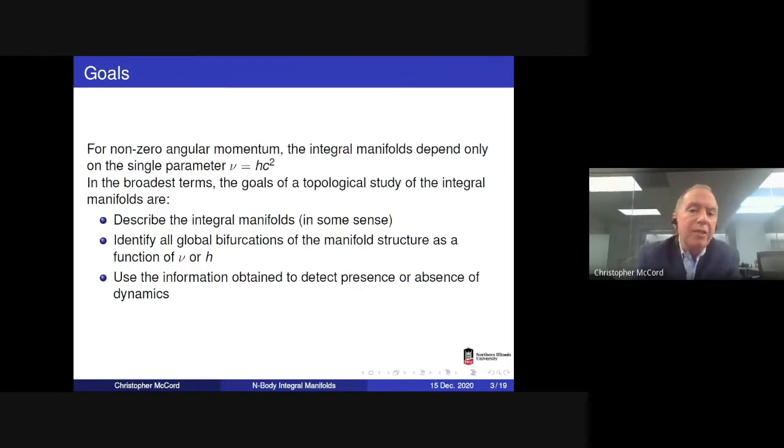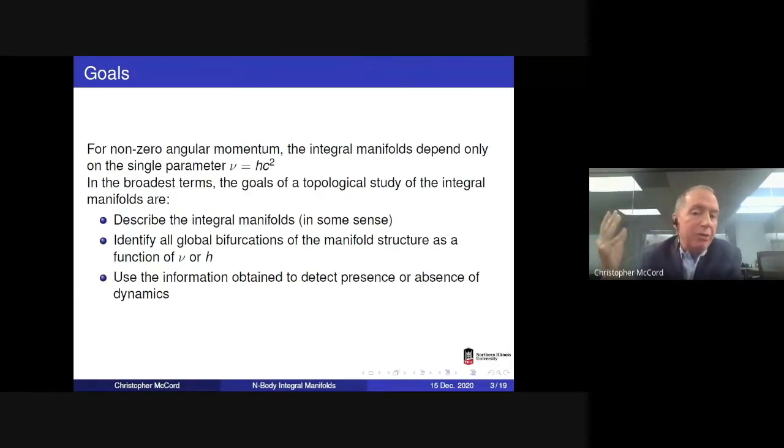So in very broad terms, what I've been interested in has been a topological study of integral manifolds. So that means three things to me. In some sense, I want to describe the integral manifolds. Well, what do we mean by that? It's great sometimes if we can describe it in the sense of the manifold being a product of a sphere and three tori.